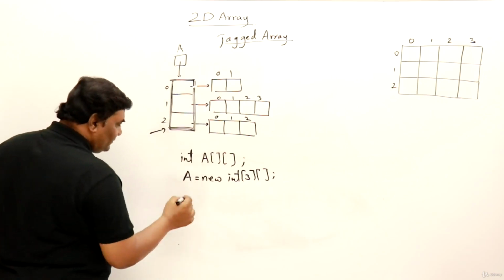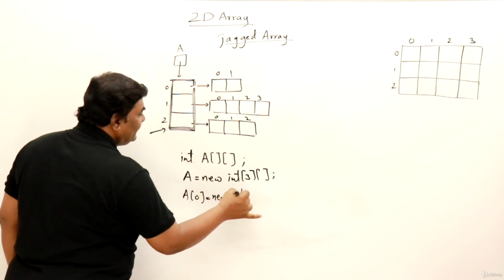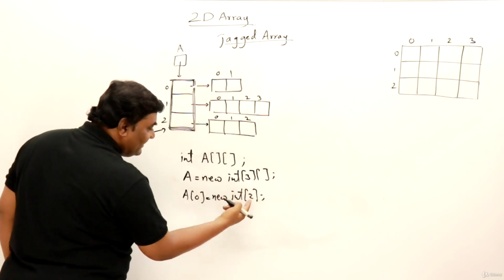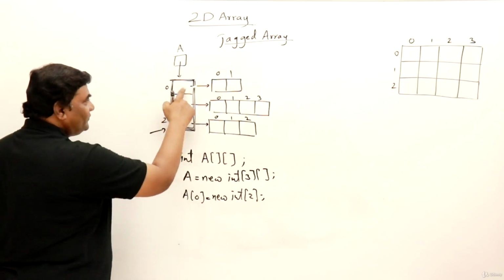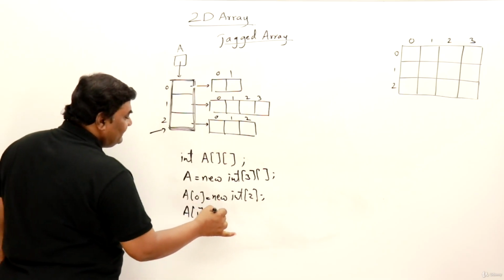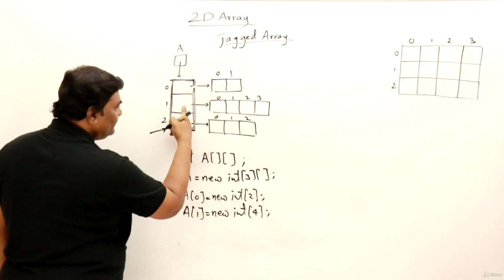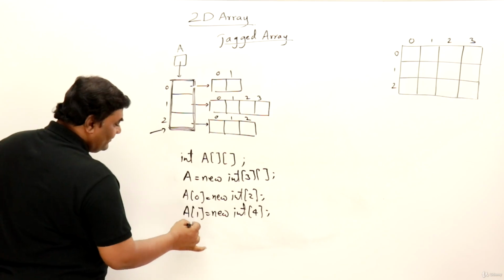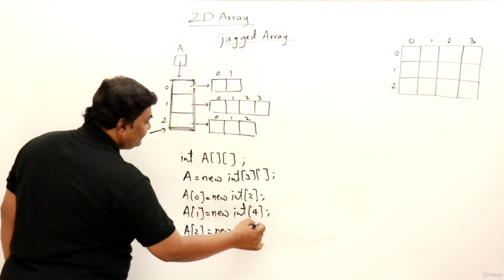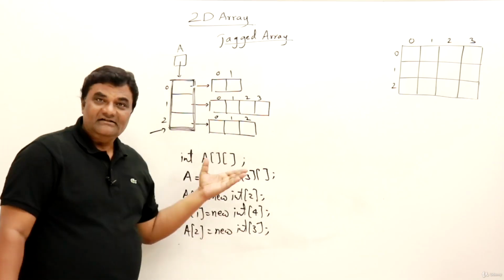So first of all, A of 0 assign, say, new int of size 2. This is an array of integers whose reference is kept here in A of 0. So it will be pointing to this one. Then A of 1 assign new int of size 4. So this array will be created and its reference is taken here. Then A of 2 is new int of size 3. This array will be created. So this is a jagged array.